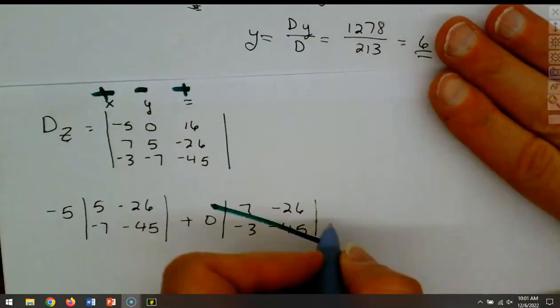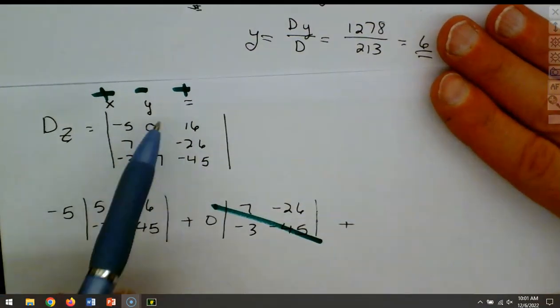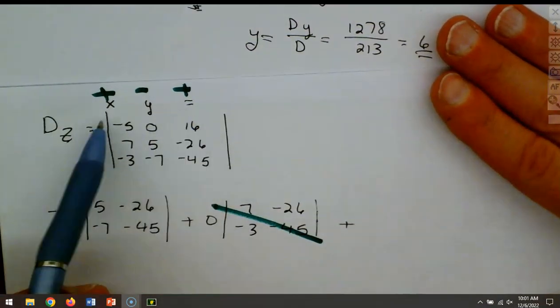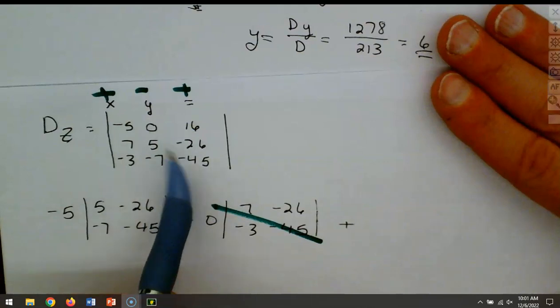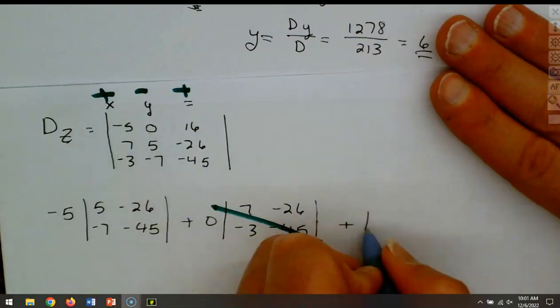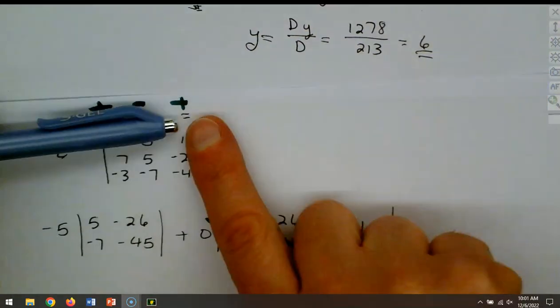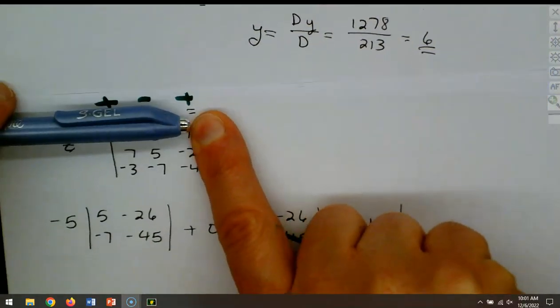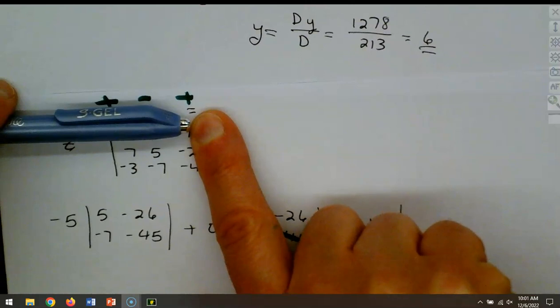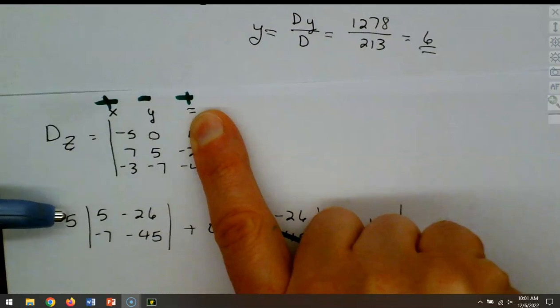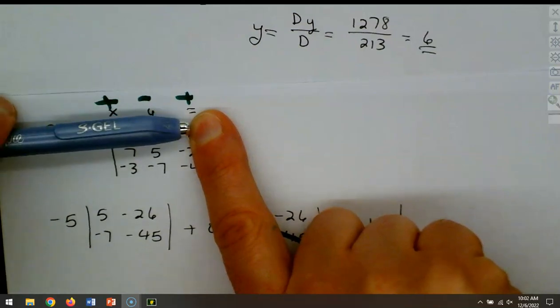And the very last one, what do we have for the last one? We factor down because we're going across. So we've got a 16 in front. All right, so that's our number in front. And what's our minor look like? This is called the minor. The determinants are left over. What we're doing is called cofactor expansion. These are our cofactors. And what's left over is the minor.